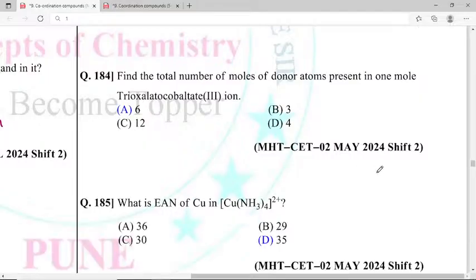Next, find the total number of moles of donor atoms in 1 mole of the trioxalato complex. Tri stands for 3, and oxalato is a bidentate ligand, so 3 into 2 is 6. So the coordination number is 6.